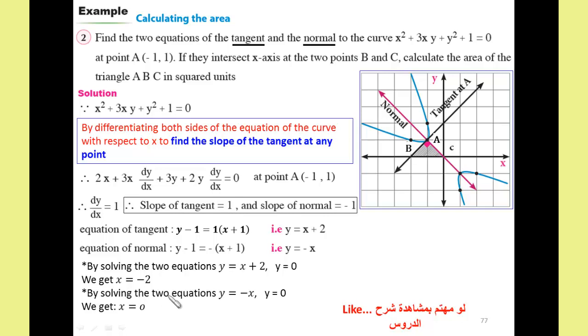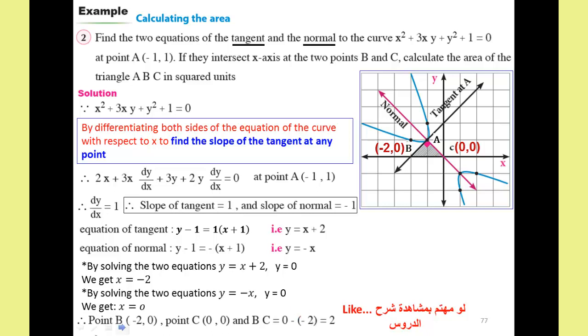By solving the two equations, y equals negative x and y equals 0, which is the normal, you will get x equals 0. So, what is the coordinate of this point? It is negative 2 and 0. The coordinates of the point C are 0 and 0.